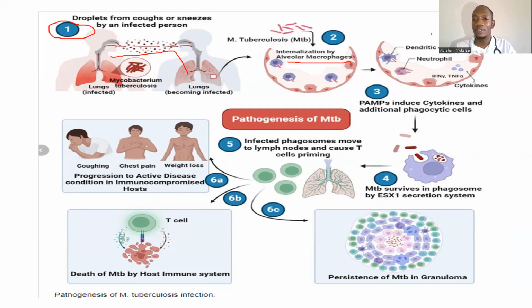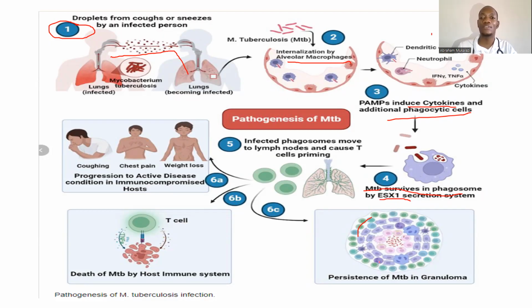Then your macrophages will now start to sense the pattern recognition particles that are very important to induce the immune system. So that will produce for you the cytokines. Additional phagocytes will be recruited in that area to come and fight the infection. And sometimes your immune system wins, so you will be cured. But in case it doesn't, then the bacteria will survive in the phagosome by the ESX1 secretion system that I've talked about. So in this case, they survive and actually even multiply within your macrophages.